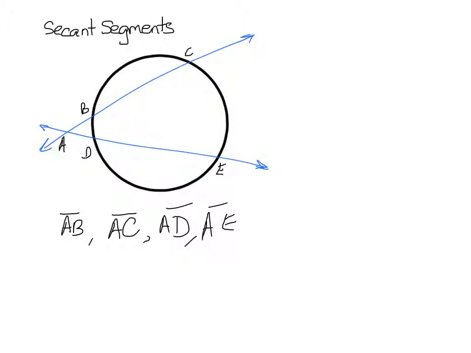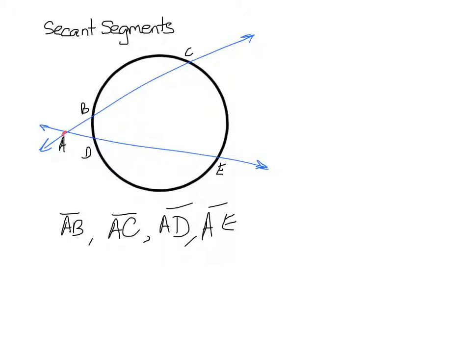All right, so now that we know what a secant segment is, let's talk about what it does. If we have two secants that are crossing each other, intersecting each other outside of the circle, then the secant segments have a special relationship. The longer secant segment, so AC, times its shorter secant segment, AB, will be equal to the longer secant segment, AE, times the shorter secant segment, AD.